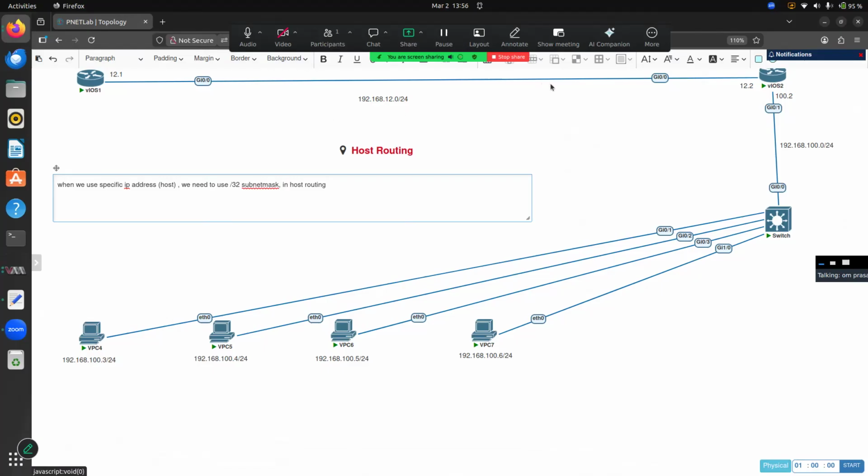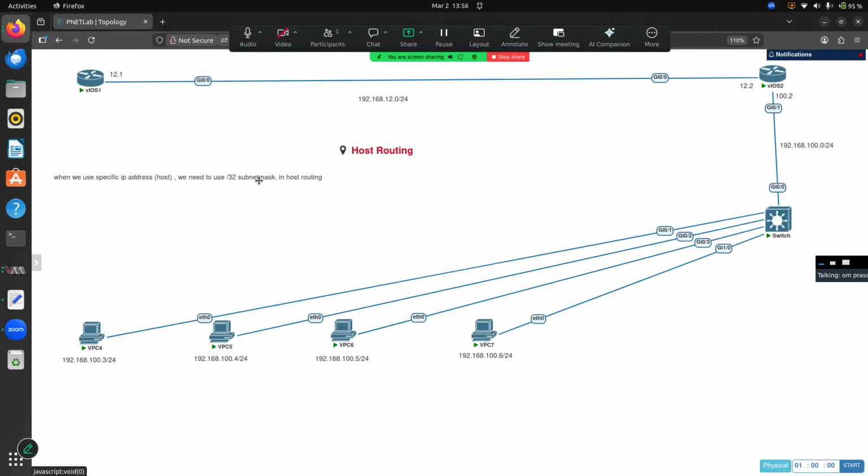Did you understand now? To reach a specific IP address under the network address, this is the network address, and under this network, this is the particular IP address. There are four addresses, but I need to go to the particular IP address, then host routing is preferred. So then I am going to show you in practical.